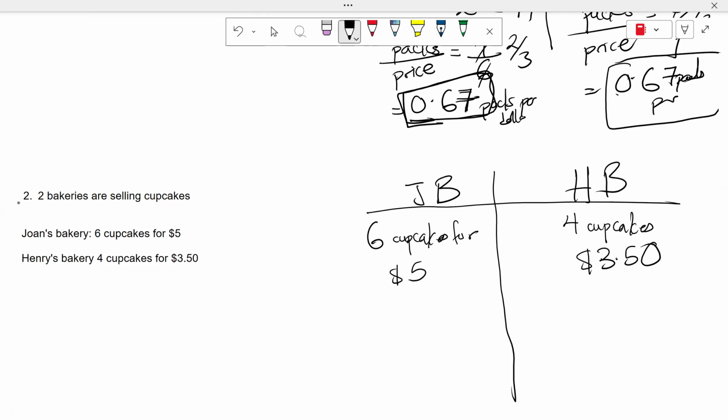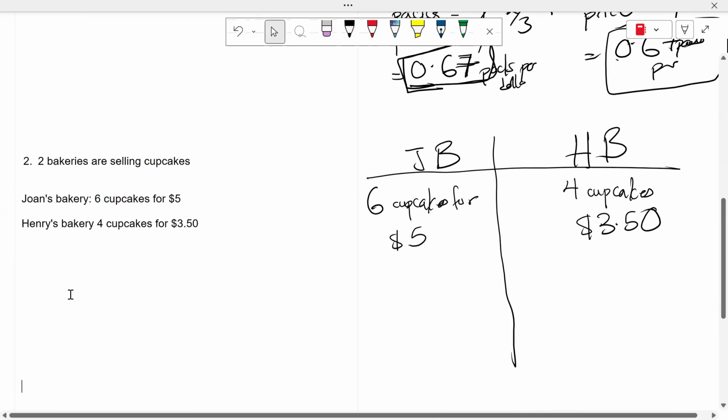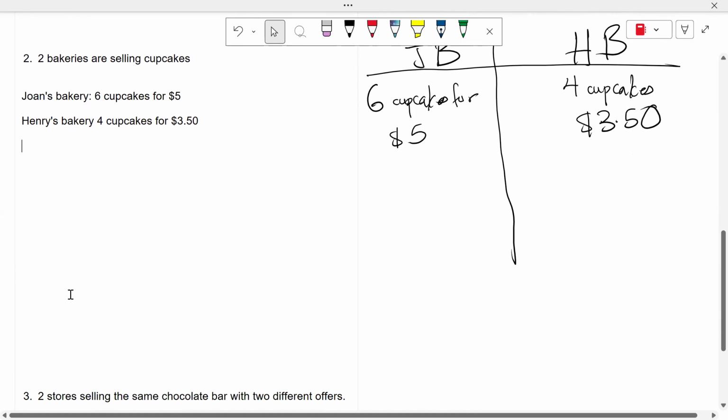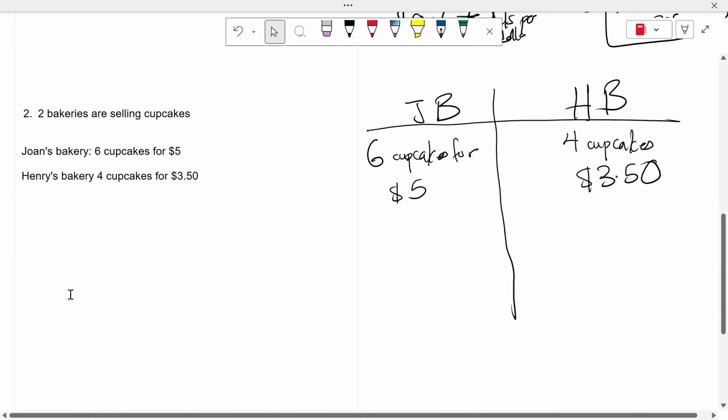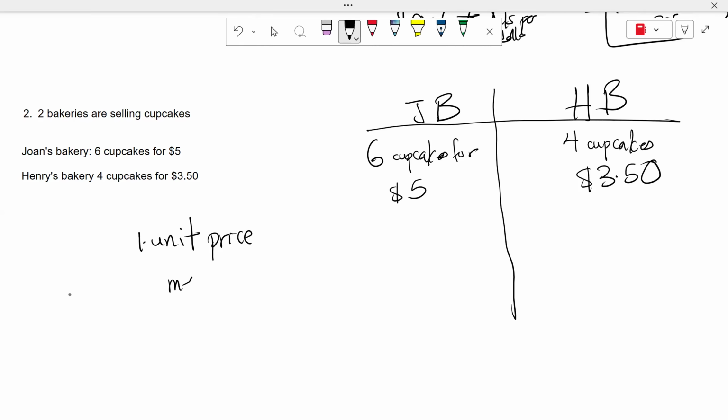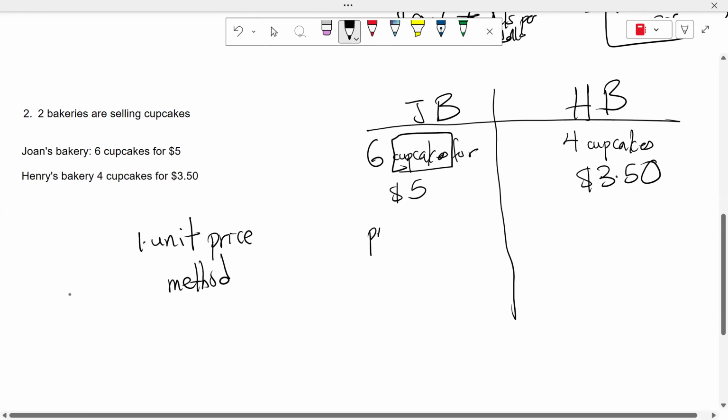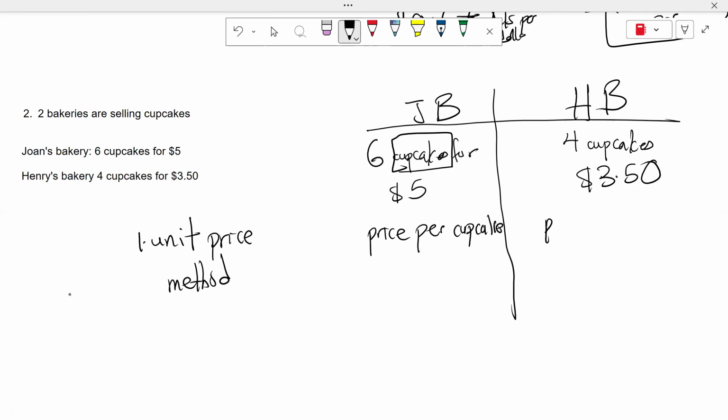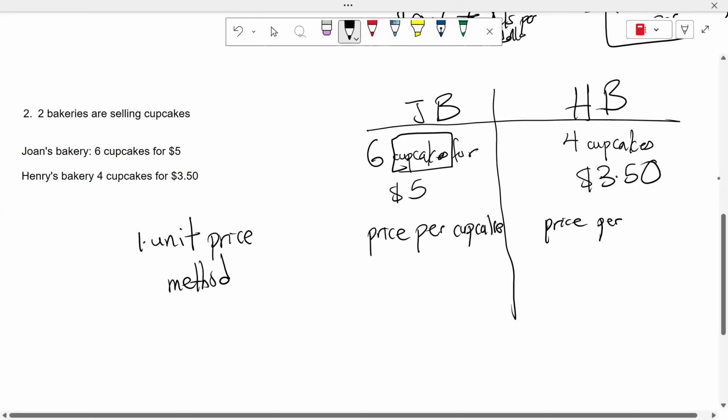So which one is offering the better value for money? The question should be which bakery offers the better value for money. Again, you just do the first method, the unit price method. That's the most common method. So what's our unit here? The cupcakes. So we're looking for the price per cupcake.